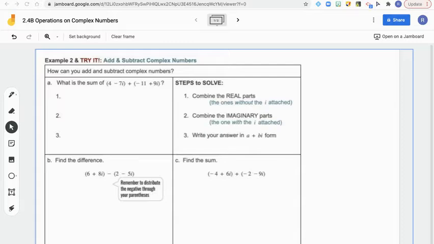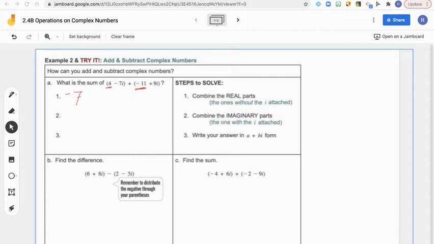So for example, in this part A here that you see, the first thing that we're going to do is find our real parts of each of those. And since we're adding, we don't need to worry about changing any signs or anything like that, but we're going to put those real parts together. So 4 plus a negative 11 is negative 7. That was our step 1, right?